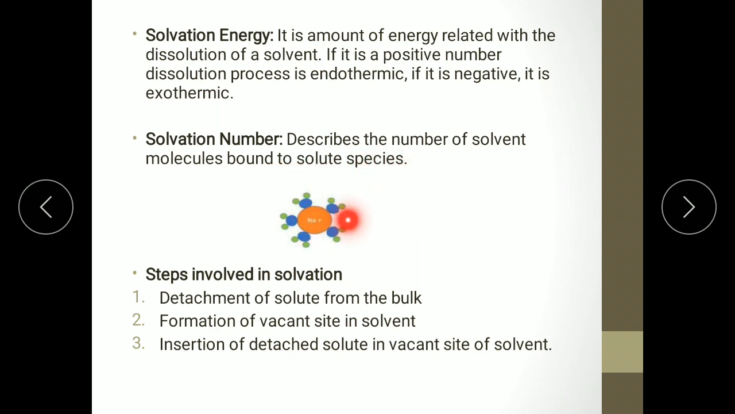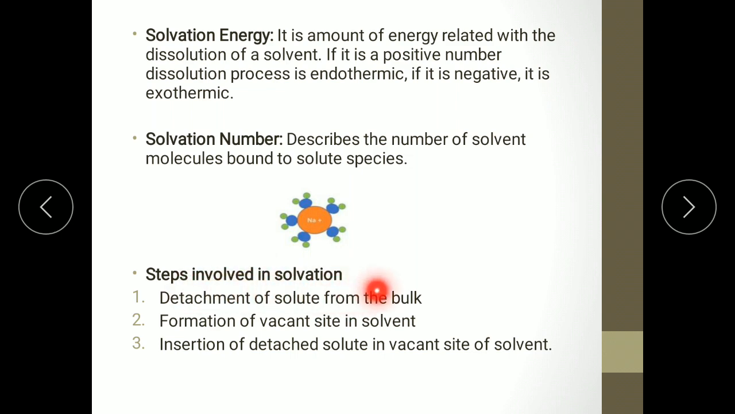Suppose here sodium ion we have taken, and it is surrounded with the 5 molecules of water. So solvation number of sodium ion is 5. Means it describes the number of solvent molecules bound to the solute species. जो भी solute species है उसको कितने molecule ने surround किए है, that will give the solvation number.